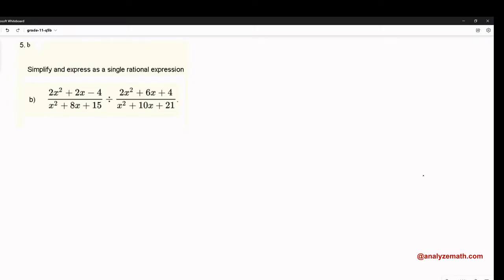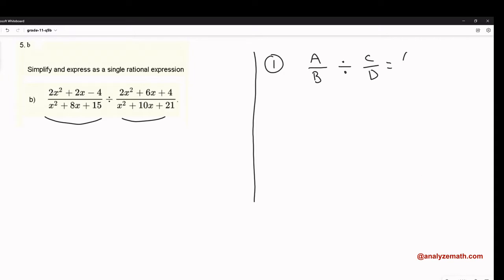In this video, we are going to simplify the division of two rational expressions. So we have a rational expression divided by another one here. Now, some ideas, a quick review. If you are dividing a fraction a over b by c over d, what you do is you change the division into a multiplication by the reciprocal of the second fraction. Exactly the same thing can be done with rational expressions.